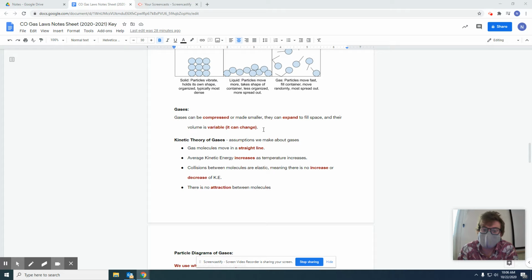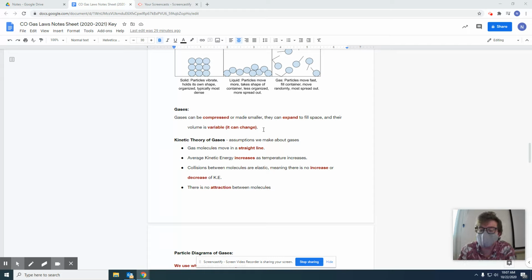The next point is that collisions between gas molecules are elastic, meaning that there's no increase or decrease of kinetic energy. What that's saying is that if I have two gas particles that are coming together and colliding, when they bounce off of each other, normally we would expect them to slow down a little bit. But when we're talking about gases, we're going to assume that when they collide, they're going to bounce off at the exact same speed. So they're not going to go any faster or any slower after they collide.